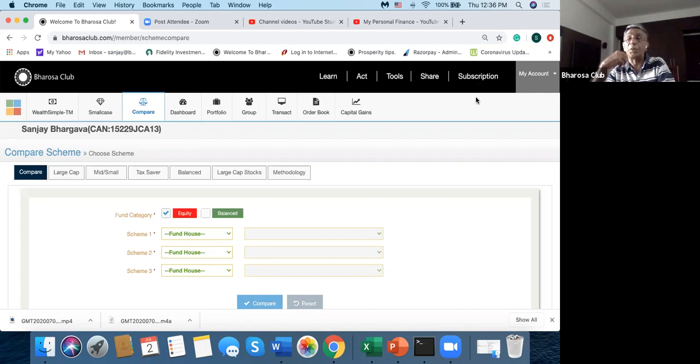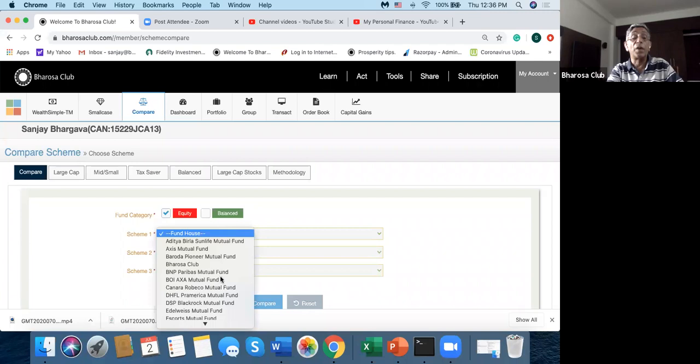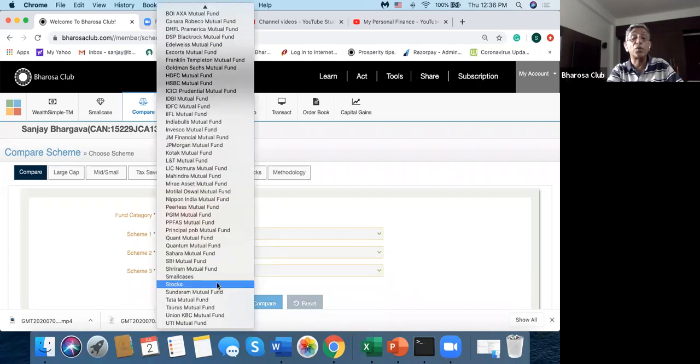So let's take an example. Let's say someone has told me that pharma stocks are good, and they've said, we recommend that you either invest in Alkem Laboratories or Divi's Laboratories. Now I want to use compare to see which of these stocks I should invest in. So I go to equities, which is checked here. These are the two boxes here, equity and balanced, but equity is checked. So I go and look at stocks.